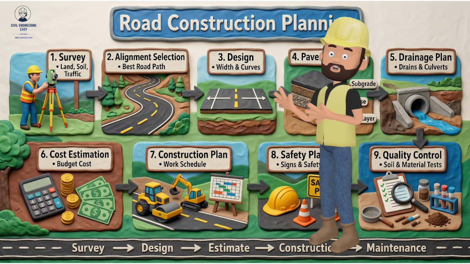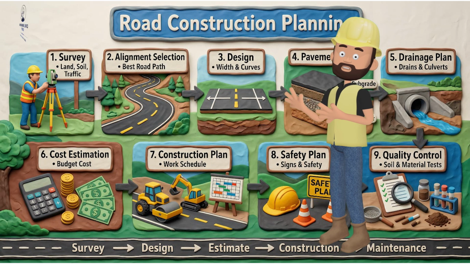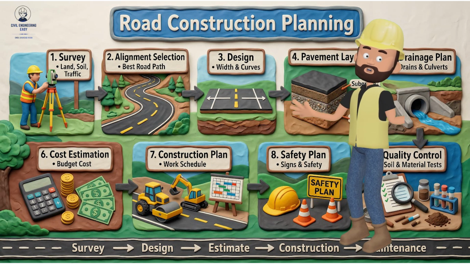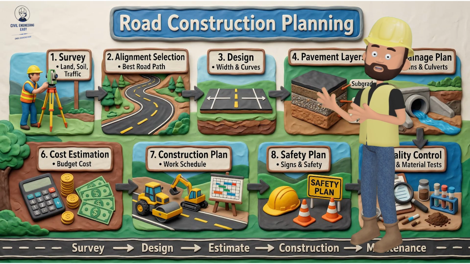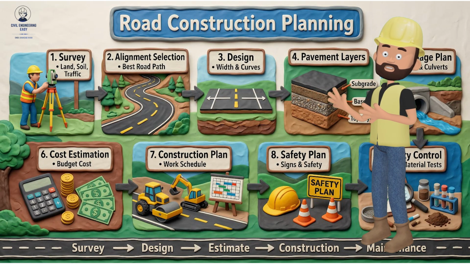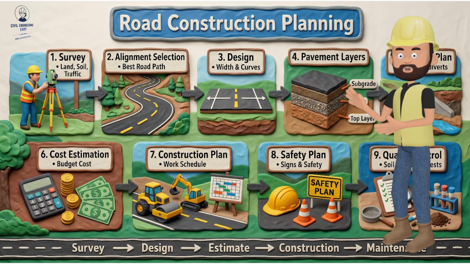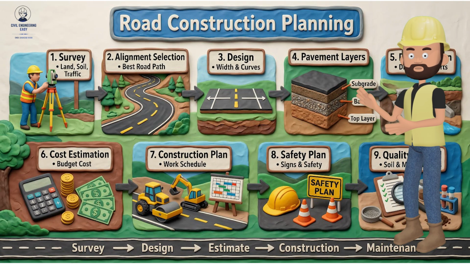Step 3 is design. This stage involves defining the geometric design of the road, including its width, the design of curves and bends, gradient or slope, and the cross-sectional shape. Design standards vary depending on whether the road is a highway, urban street, or rural track.